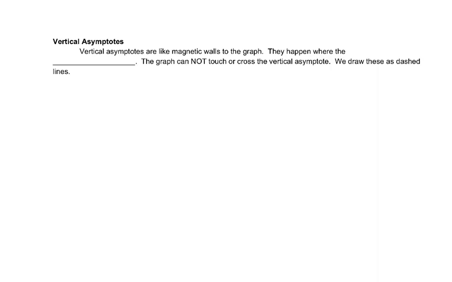Vertical asymptotes are like magnetic walls in the graph. They happen where the denominator equals 0. The graph cannot touch or cross a vertical asymptote. We draw these with dashed lines. So it's essentially another way of crossing out those spots where the bottom of that fraction is equaling 0.